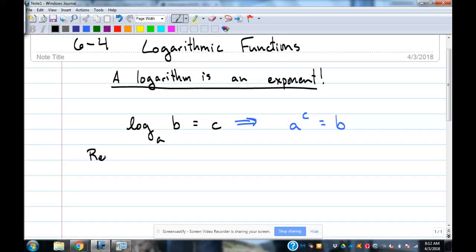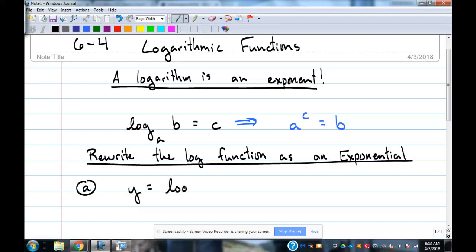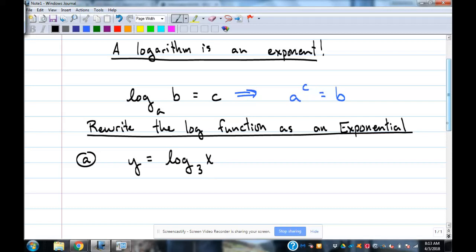It seems like a really complicated topic because of the name, but it's not. So we're going to rewrite the log function as an exponential. Okay, y equals log base 3 of x. Okay, so we're going to rewrite this as an exponential because it's logarithmic.